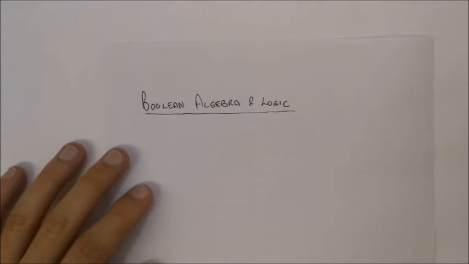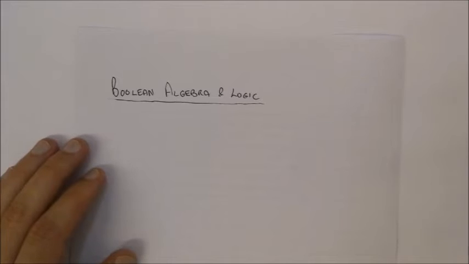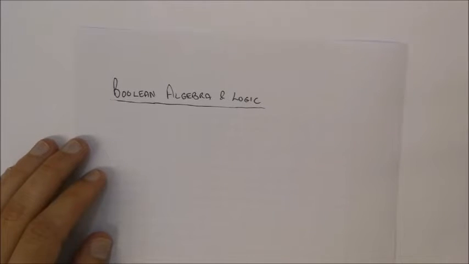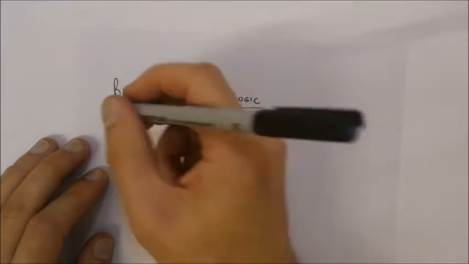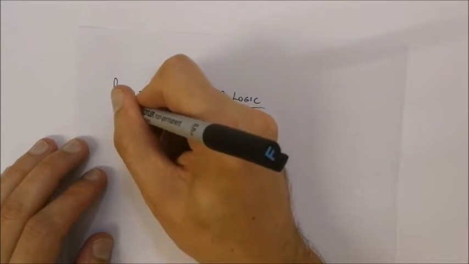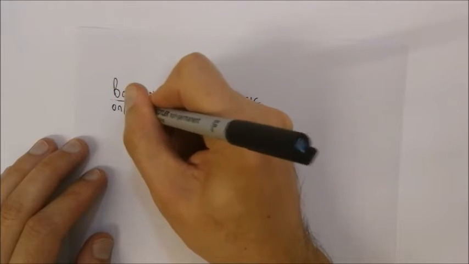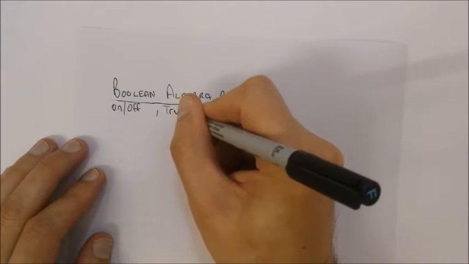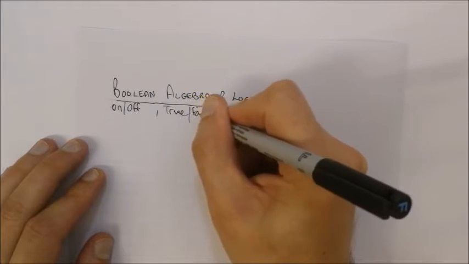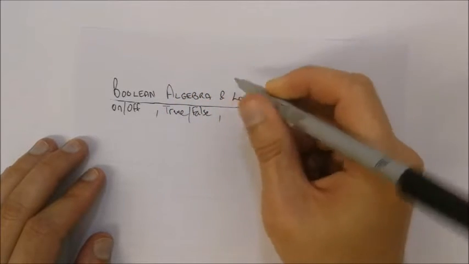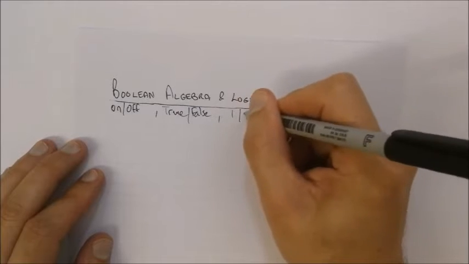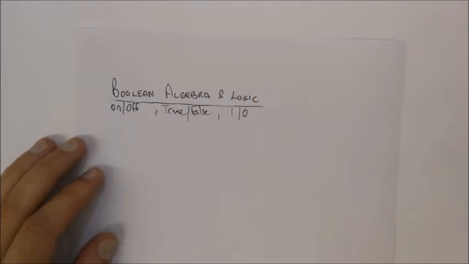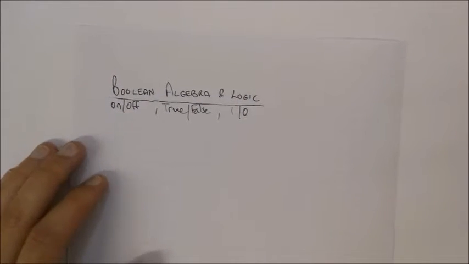We're going to be looking at Boolean Algebra and Logic. Boolean Algebra and Logic uses essentially the binary states that we've looked at. So you've got either on or you've got off. You might have true or you might have false. You might have 1 or you might have 0. So those are the different conditions that we often look at.